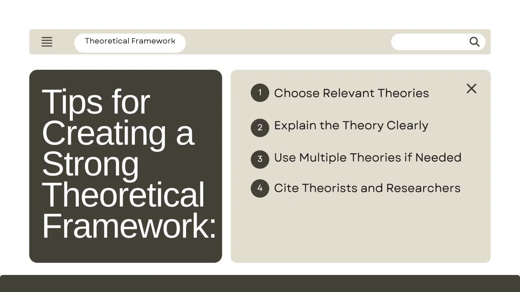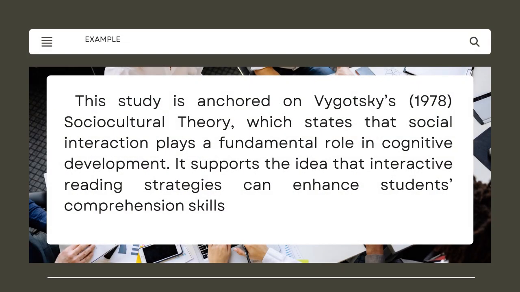And cite theories and researchers. Of course, acknowledge the original source of the theories to avoid plagiarism. Here is an example. So this study is anchored on Vygotsky's 1978 sociocultural theory, which states... so you describe the theory. It supports the idea that interactive reading strategies can enhance... So here you explain why it is applicable to your study.